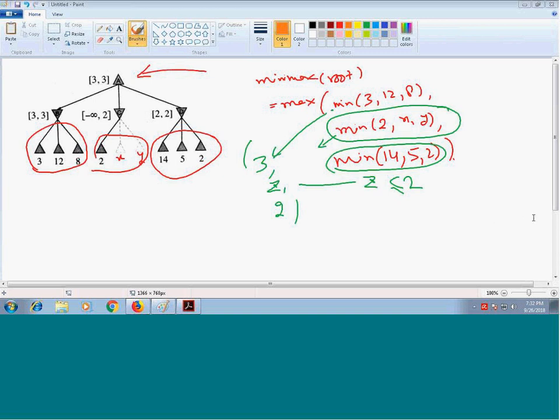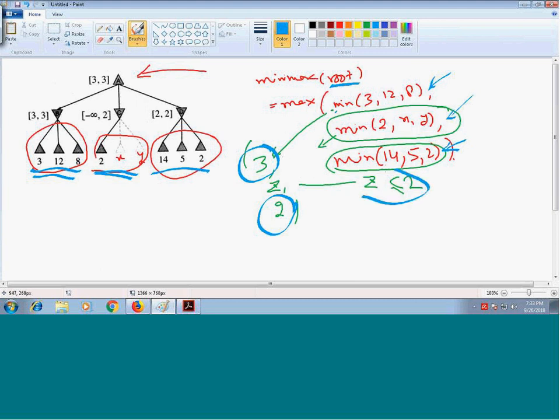So I have to find out the minimum value for this root. My objective is to find out the minimum value at the root. So this is the formula. This is nothing magical; we know that this is the formula that we have. Minimum of these values, because these values are shown to me, is going to be 3. Then the minimum of these values, since the values are shown to me, is going to be 2. And for the minimum of these values, I don't know the value of x and y, but I know that whatever value it is, it is less than or equal to 2.